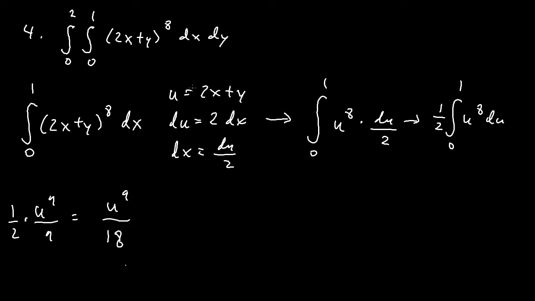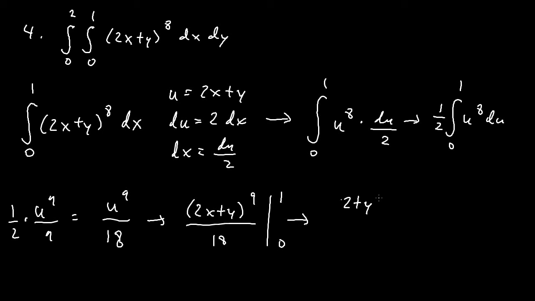We can go ahead and replace the u with 2x plus y. We have 2x plus y all to the 9th power over 18. And we're going to have to evaluate that from 0 to 1. And remember, we're evaluating in terms of x. So I'm going to plug those in for the x variables. If I plug in 1 for x, we'll get 2 plus y to the 9th over 18, minus, when I plug in 0, we'll just get y to the 9th over 18.